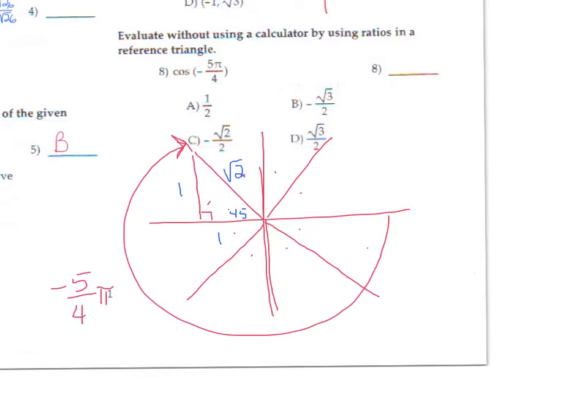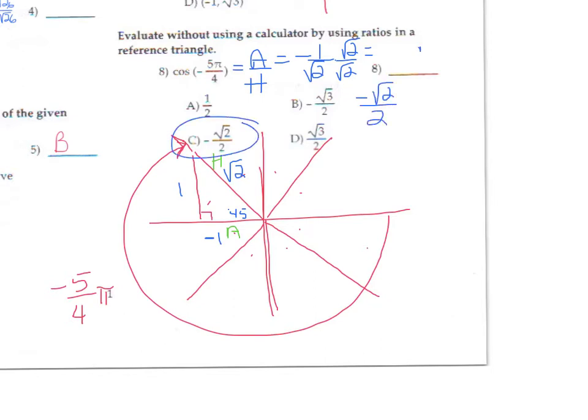Or you can use any of the other two if you want to. So cosine is adjacent over the hypotenuse. The adjacent, okay, well the adjacent is 1, and it's negative because it's going to the left. So then my answer should be negative 1 over square root of 2. Then you rationalize. When you rationalize, that would be negative square root of 2 divided by 2. And that is C. Okay, now this is what I covered in class. Now let me move on to the second.